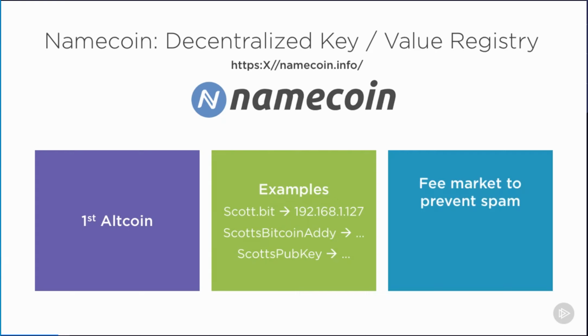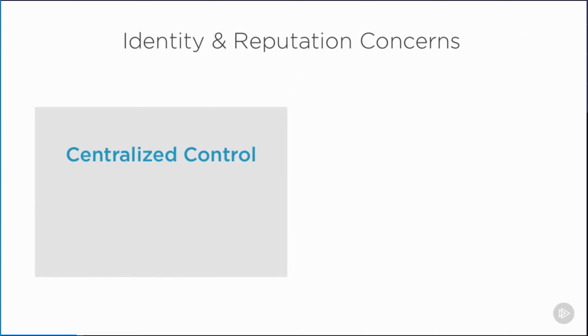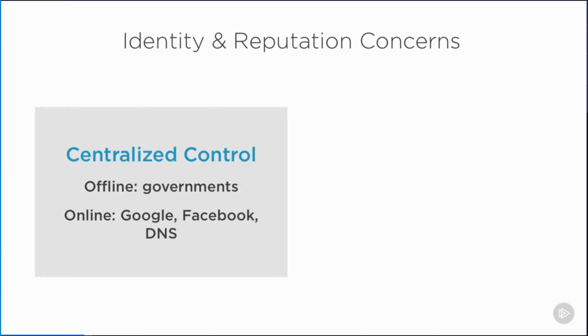Registrations cost a small fee and need to be renewed regularly to prevent costless spam registrations. Right now, identity is a very centralized service, whether in the real world or on the web. You have governments controlling identity in the real world, and online, Google and Facebook manage many of our logins. Centralized DNS registries control the connections between website names and servers.